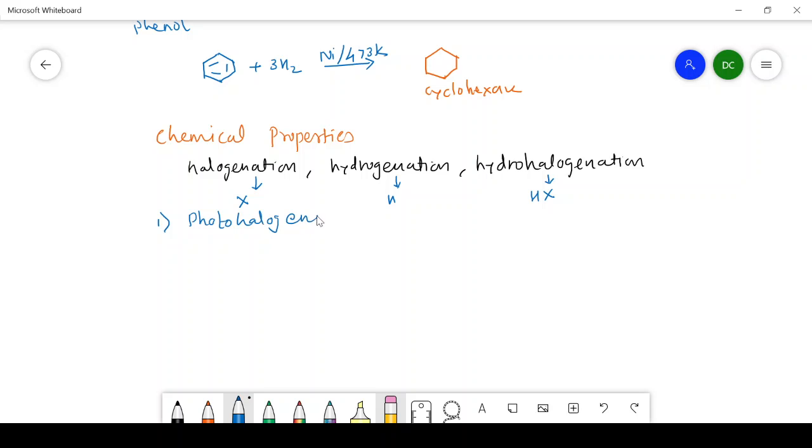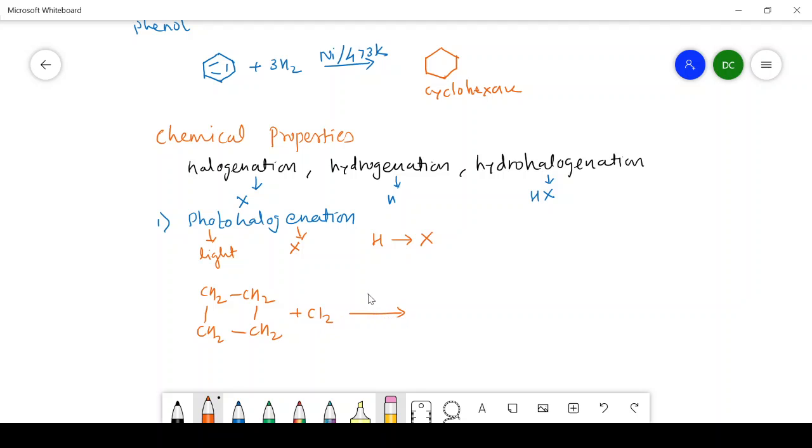Now this term indicates it is a halogenation reaction. That is, halogens are involved in this reaction, and photo light. So this reaction occurs in presence of light, in which one of the hydrogens is replaced by halogen in the cycloalkane. Here we will take the example of cyclobutane, and when it is treated with halogen such as chlorine in presence of light.